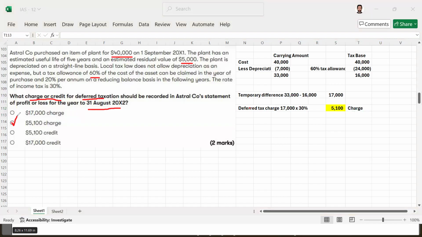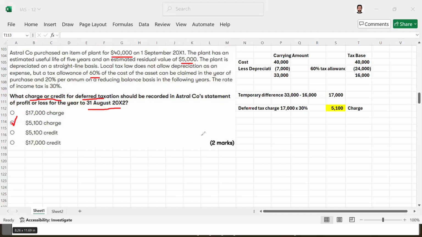I hope this is clear. It was a slightly different question, but it was a good question that would have helped you understand how we arrive at the carrying amount, how we arrive at the tax base, and then whatever is the difference is the temporary difference. We multiply that by the tax percentage, and we calculate whether it's a deferred tax charge or a credit. If it's positive, it's a charge. A credit would be when the deferred tax liability reduces.